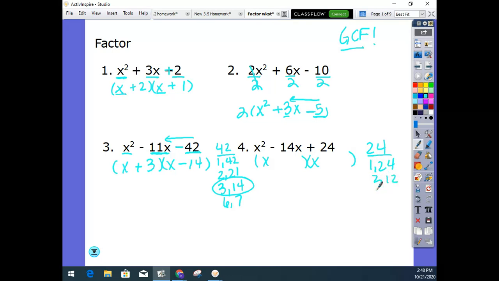X and x. Factors of 24 that add to get 14. So see, if you don't know, just write all your factors out. There's only going to be one set that works. All right. Minus 2, minus 12, because when you multiply negative 2, negative 12, you get a positive 24. But when you add negative 2, negative 12, you get a negative 14.